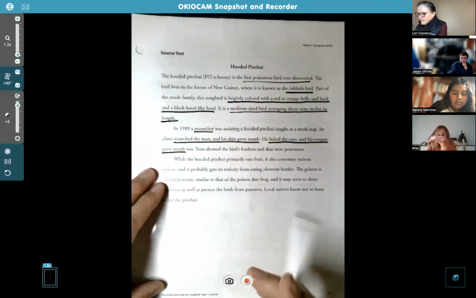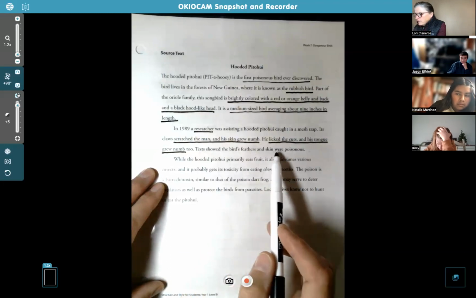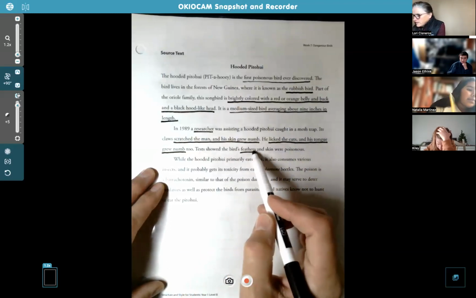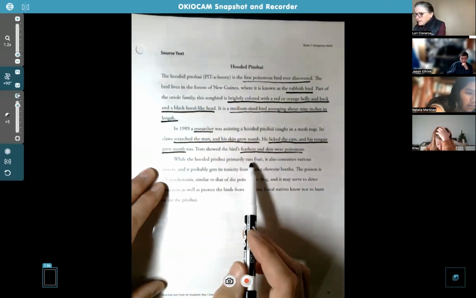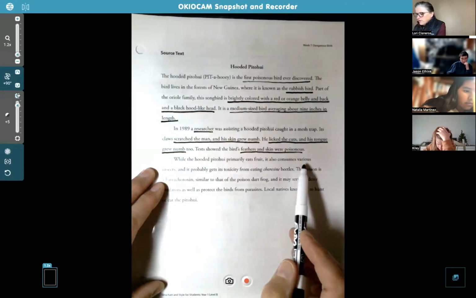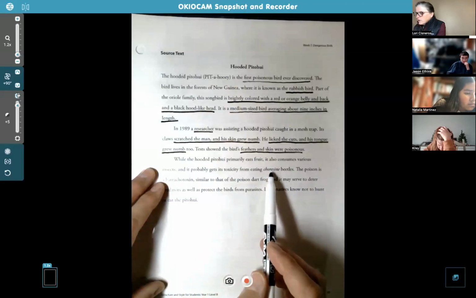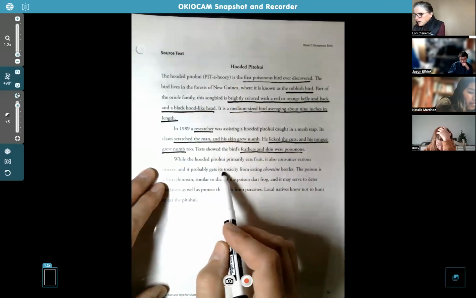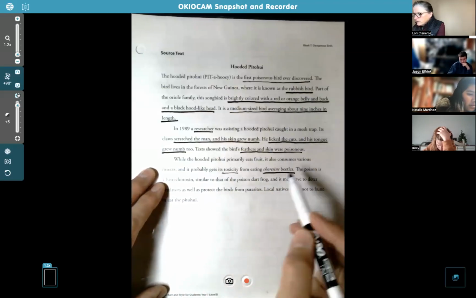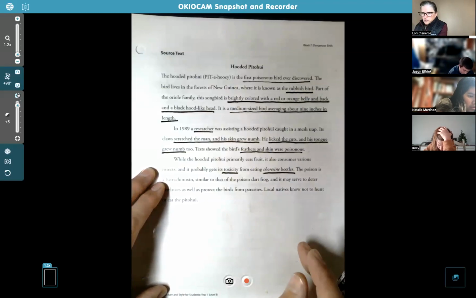No. Oh, okay. It says tests showed the bird's feathers and skin were poisonous. Feathers and skin poisonous. Interesting. While the hooded pitohui primarily eats fruit, it also consumes various insects, and it probably gets its toxicity from eating choresine beetles. Okay, I'm going to underline toxicity and then choresine beetles because that's kind of weird. I guess those are toxic, and because he eats those, it makes him toxic too.